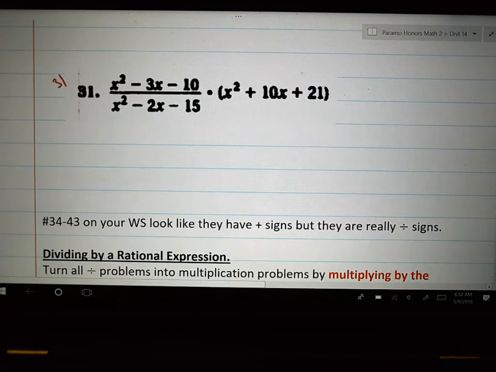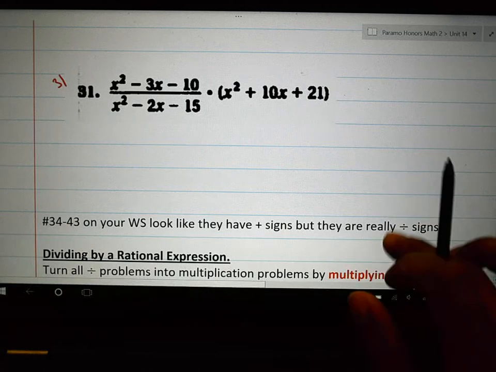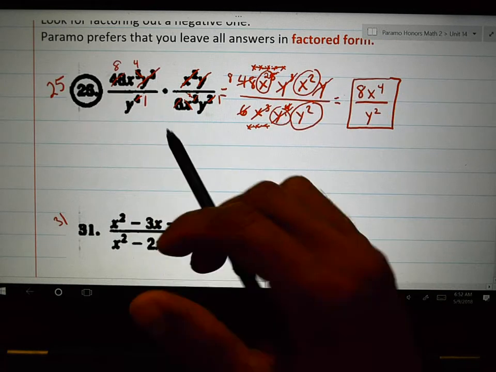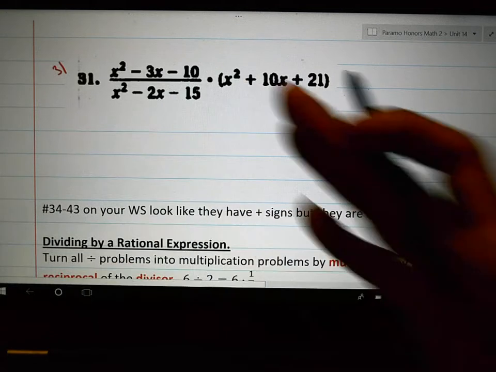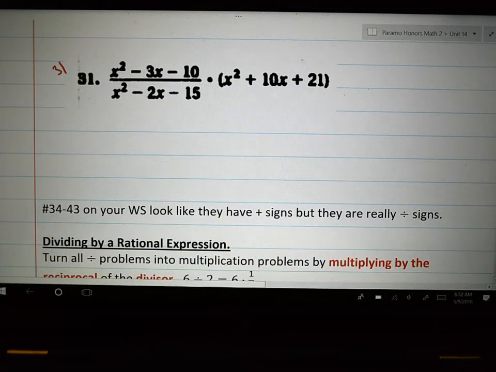Number 31. The problems won't always be groups of multiplications. Sometimes the problems will be these trinomials or binomials or things that you have to add or subtract. So what do we do there? You factor. That's what I would recommend.